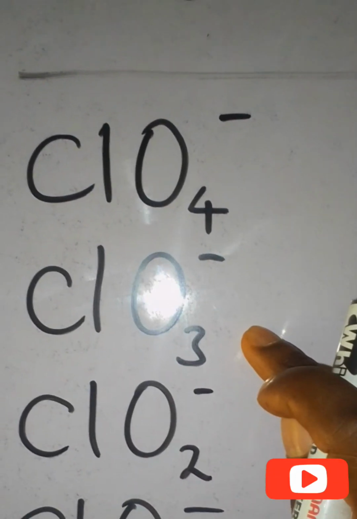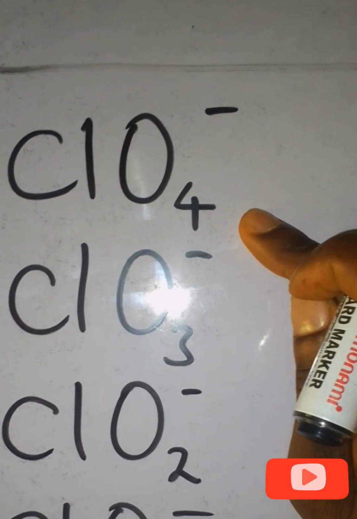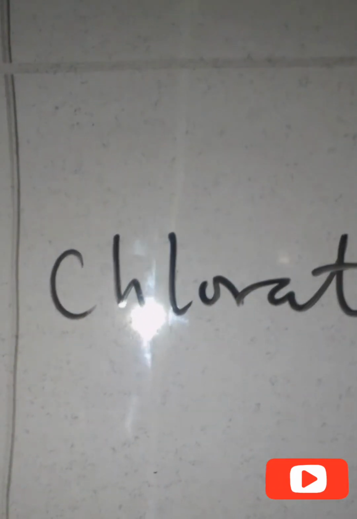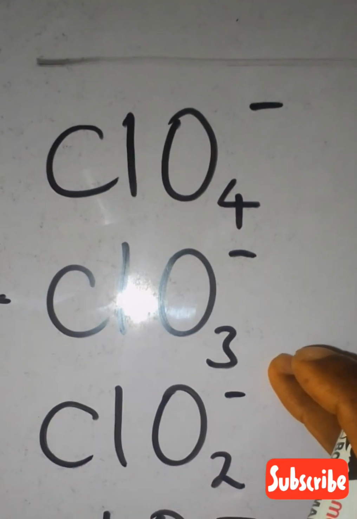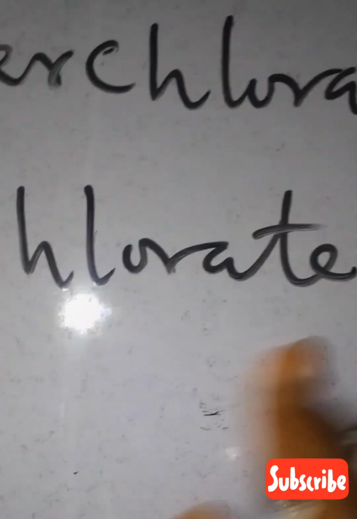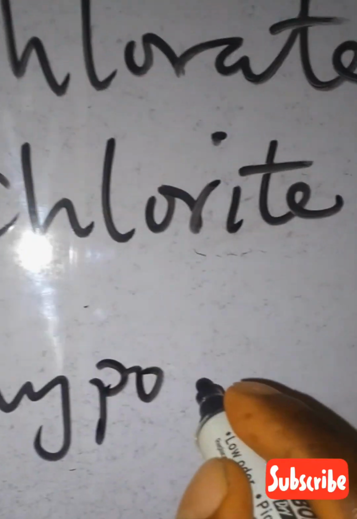Now, relative to this, if we have an increase of oxygen number by 1, that is ClO4-, what do we give to this? Is it still chlorate? No. We introduce per to it because there is an increase in number of oxygen. So the name is perchlorate. Now, coming to the reference oxyanion, if there is a drop of 1 oxygen, we introduce the suffix ite. So the name becomes chlorite. If there is a further drop, we introduce hypo. So the name is hypochlorite. That was what we did last week.